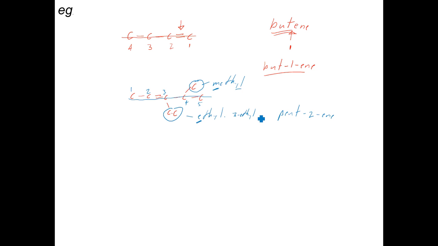I try and squeeze this in. A 3 ethyl and then a 4 methyl. Okay, so this is a 3 ethyl, 4 methyl, pent-2-yne. Let's do the reverse, starting with the name and writing the formula.